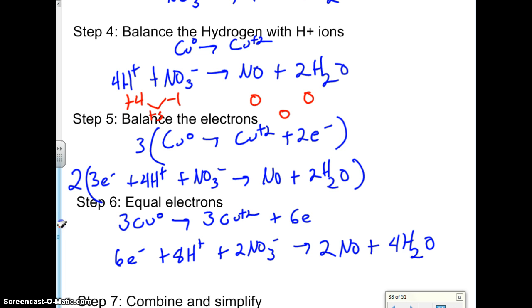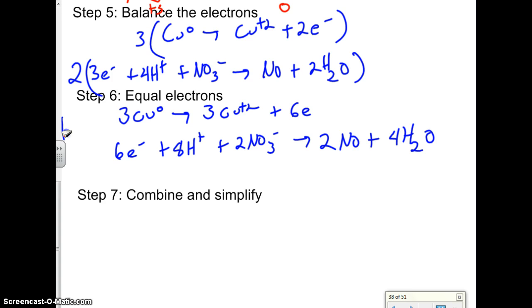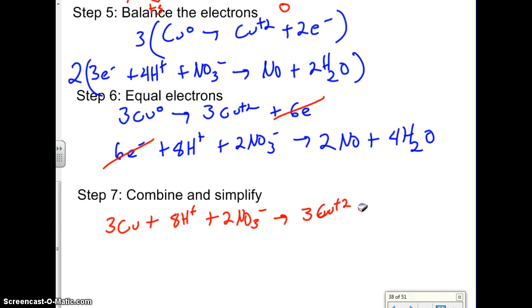Our last step is to combine and simplify. And remember, I kind of do this step together, or do it all combined. Get rid of that over there. Sorry. Our electrons we know cancel out. We don't have any hydrogen or water to cancel out. So what we end up with as our final reaction is 3 coppers plus 8 hydrogen plus 2 nitrates, forming 3 coppers plus 2 NOs plus 4 H2Os.